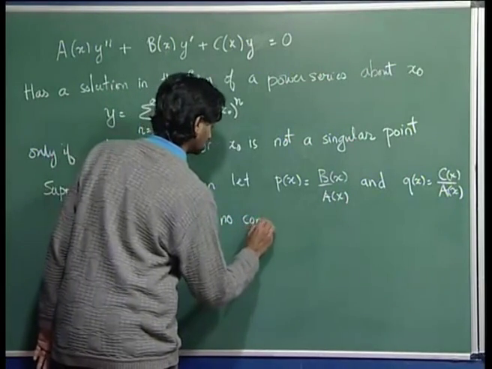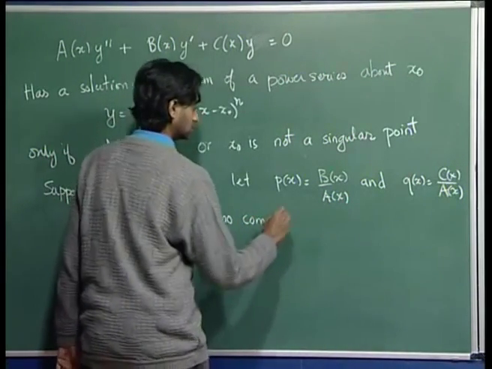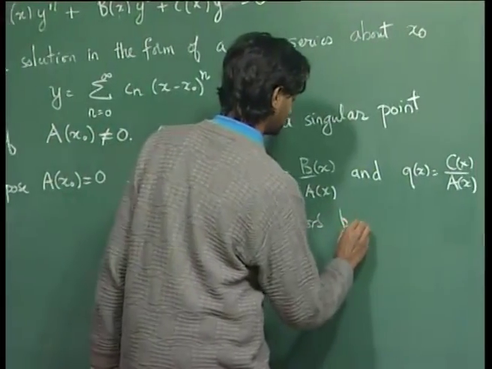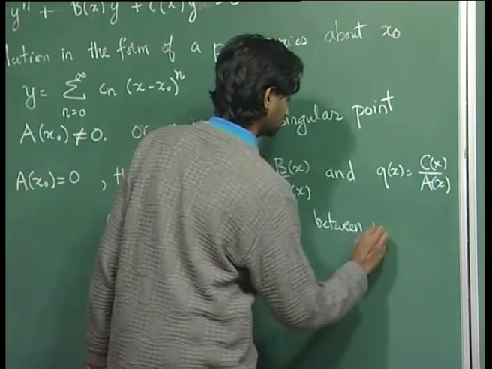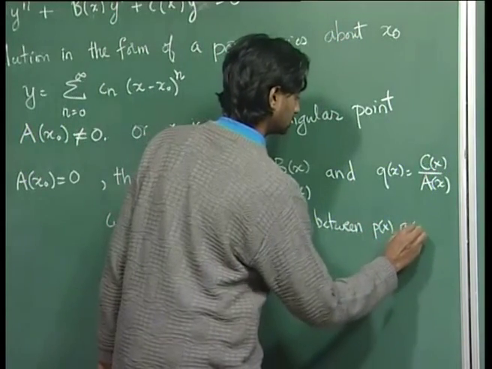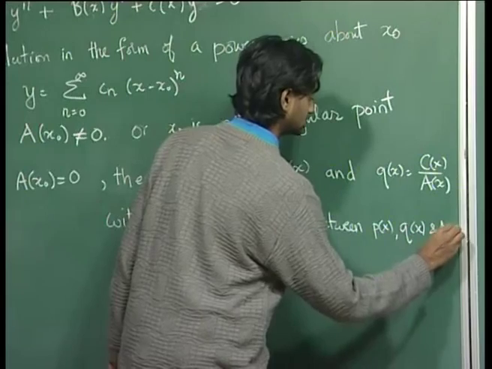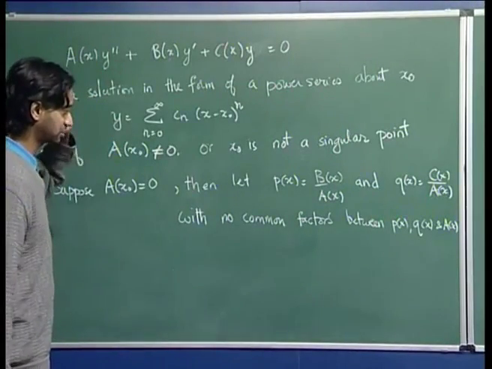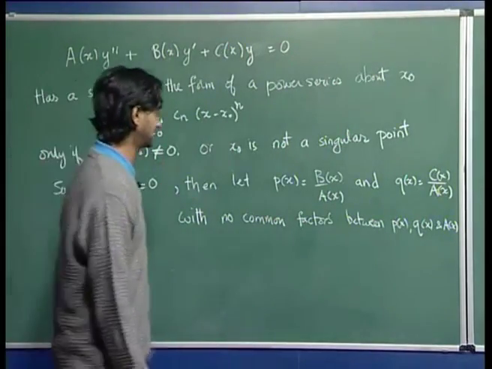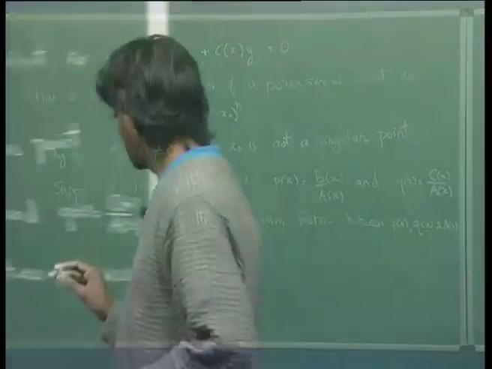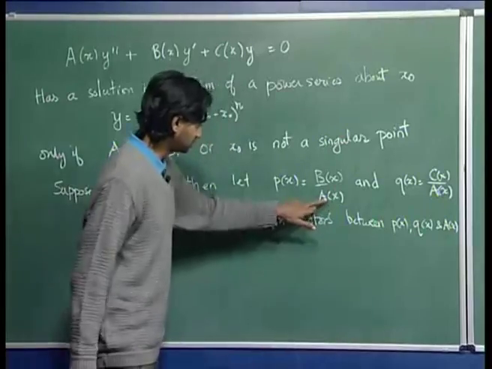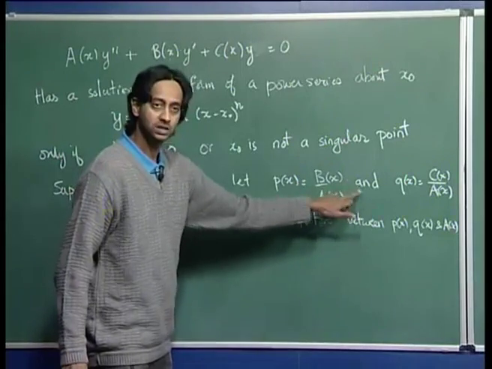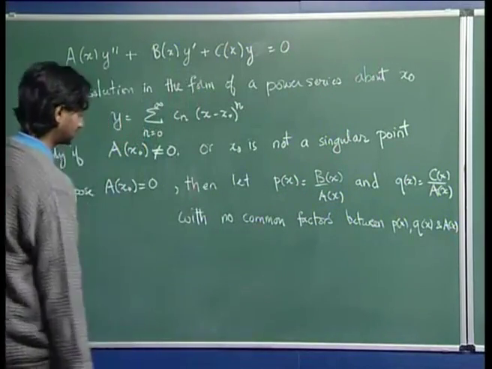there are no common factors between p of x, q of x and a of x. Okay. So, we basically make sure that any common factors between p of x, q of x and a of x are divided out. Okay. So, now remember that at x equal to x 0, this goes to 0. Okay. So, this goes to 0 at x equal to x 0.